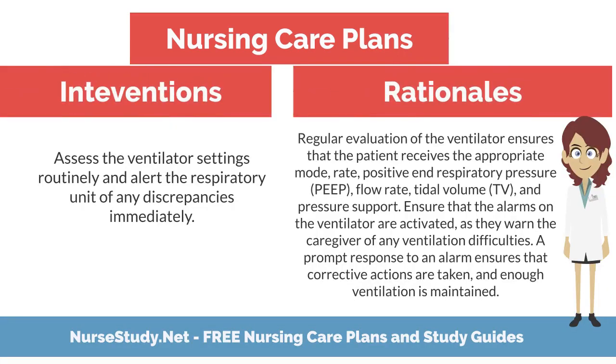Intervention: Assess the ventilator settings routinely and alert the respiratory unit of any discrepancies immediately. Rationale: Regular evaluation of the ventilator ensures that the patient receives the appropriate mode, rate, positive end-expiratory pressure, flow rate, tidal volume, and pressure support. Ensure that the alarms on the ventilator are activated, as they warn the caregiver of any ventilation difficulties. A prompt response to an alarm ensures that corrective actions are taken and enough ventilation is maintained.